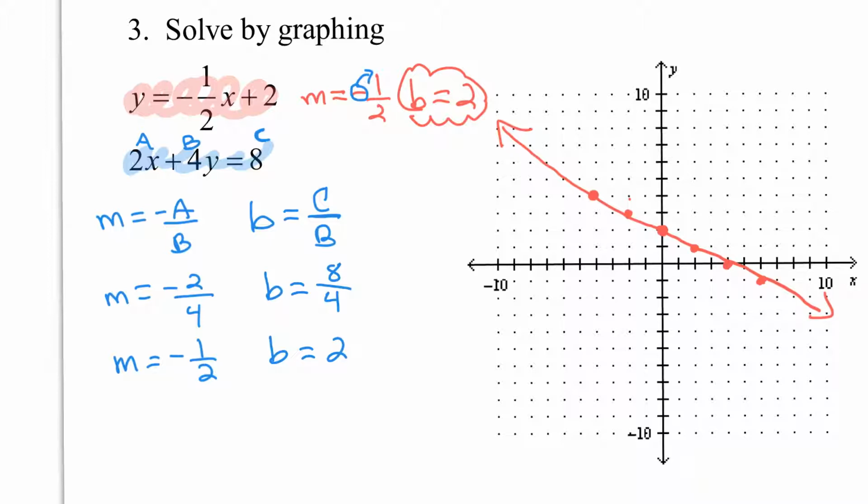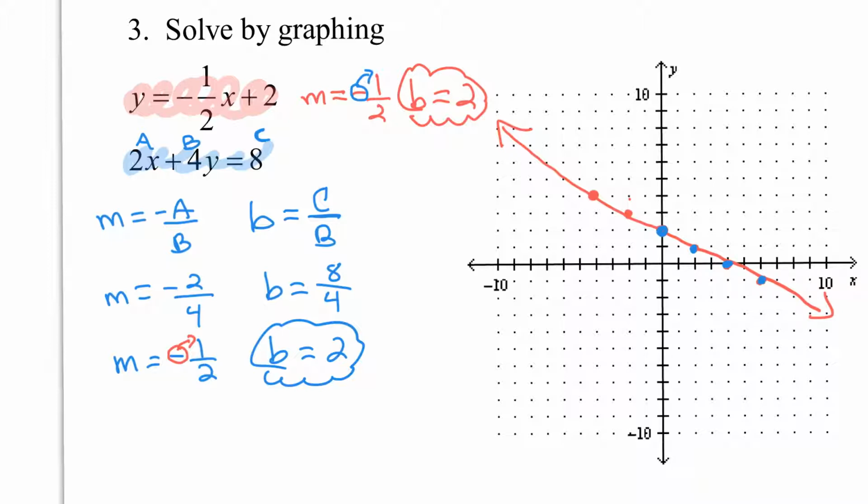So now you guys graph the line. My y-intercept is 2. I go up 2 from the origin right here. Okay, so the blue point is on top of the red one. But my slope is negative 1/2. Once again, you guys take the negative to the top number and the bottom stays positive. So you guys go 1 down and 2 to the right. I make another point. 1 down, 2 to the right.